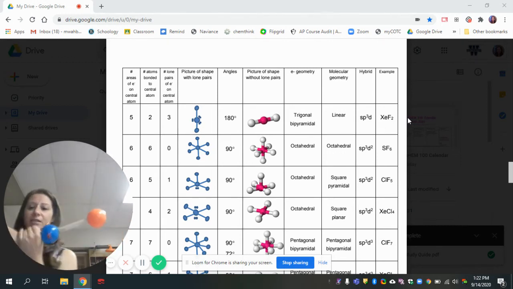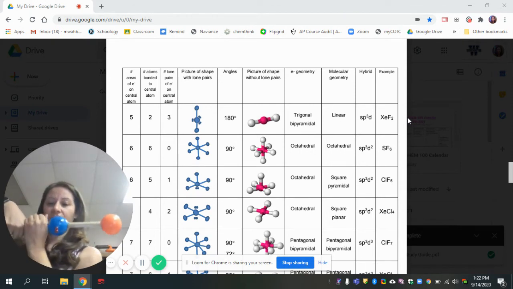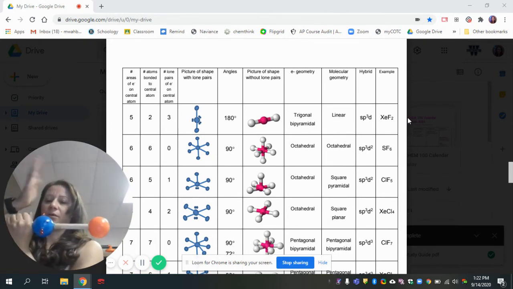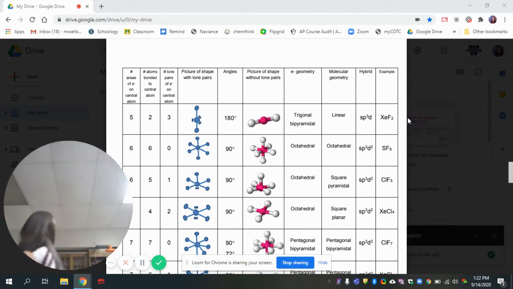Just for fun, let's say I remove this. So I have 5 areas of electrons, but only 1 bond. What shape would that make? That would be linear. No bond angles, because I don't have another bond to make an angle with.